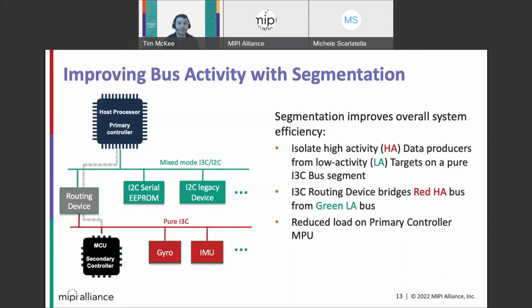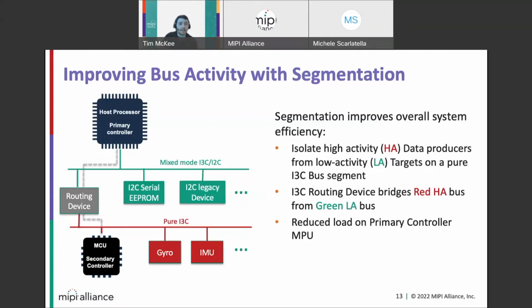So we could have all the high activity data producers on one bus, whereas you have the lower activity on another bus. And by using our activity states, power savings, things of those sorts, segmenting like this can do great things for improving power efficiency and overall system efficiency as well. So this is a great feature that I believe would be highly useful for the IoT system.